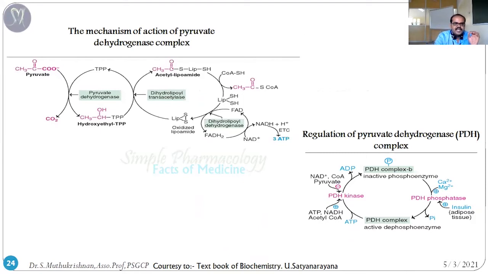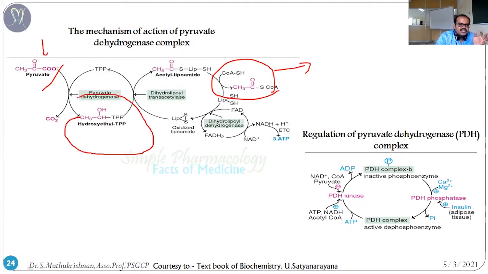You can see here the exact mechanism of how the pyruvate dehydrogenase complex works. Once this pyruvate is converted into the final product, acetyl CoA, this is the first substrate, then it is converted into the product. This is the exact process. Here, various enzymes are involved. First, this pyruvate is converted into hydroxyethyl TPP. The TPP is going to carry this ethyl group, so it is converted into hydroxyethyl TPP.